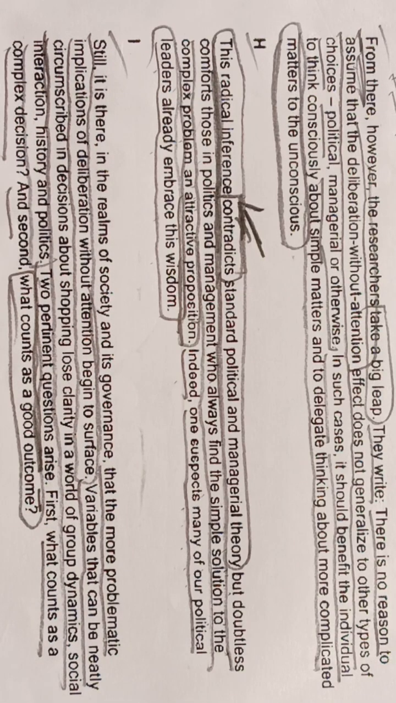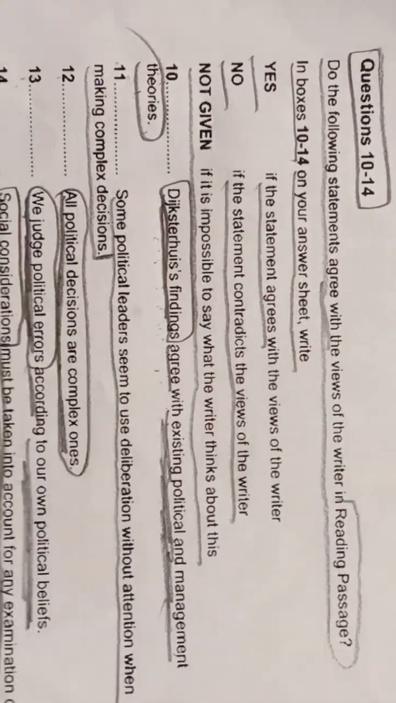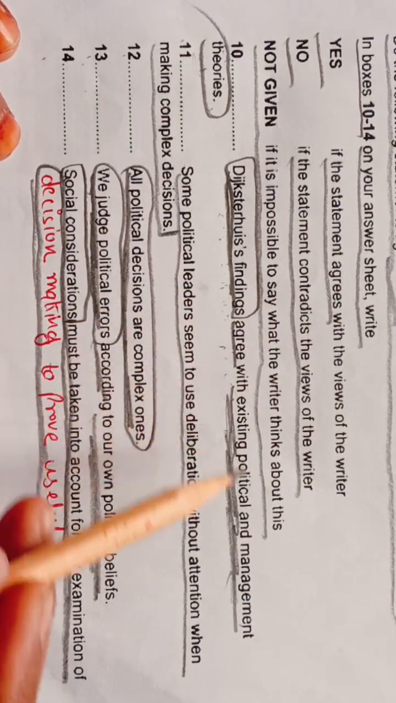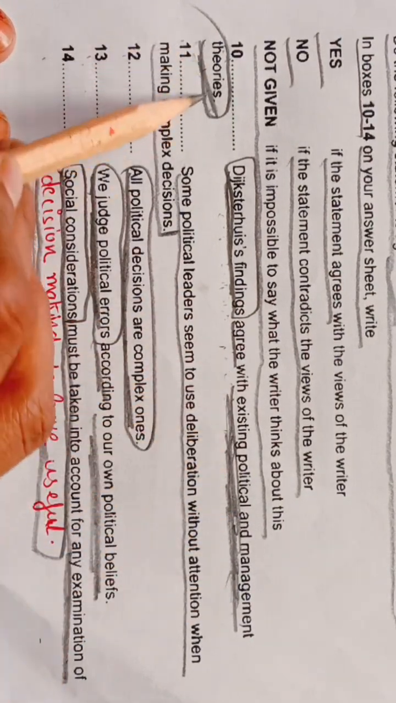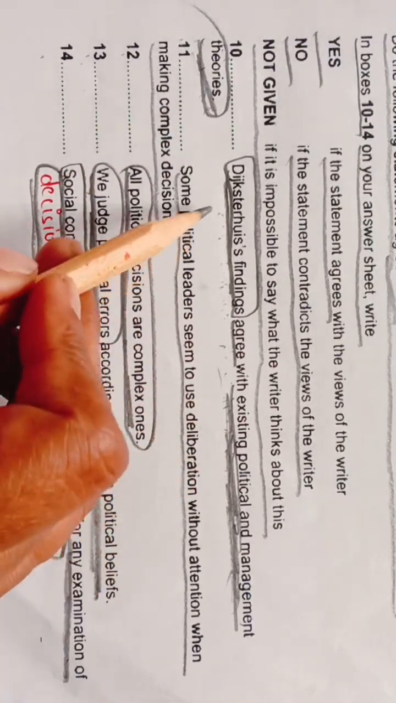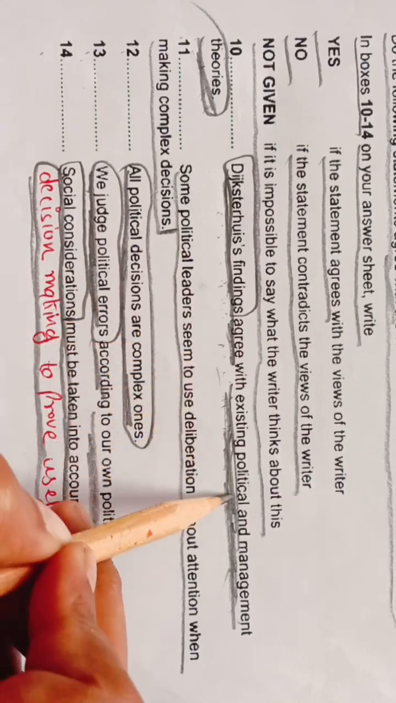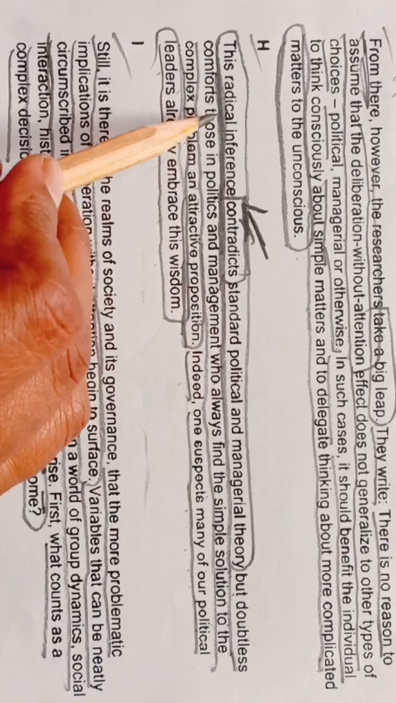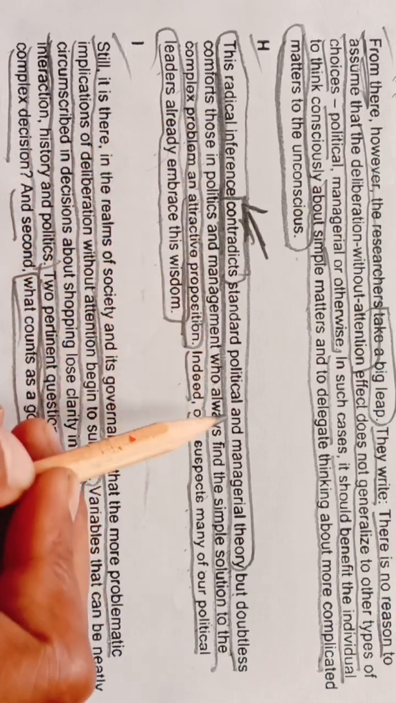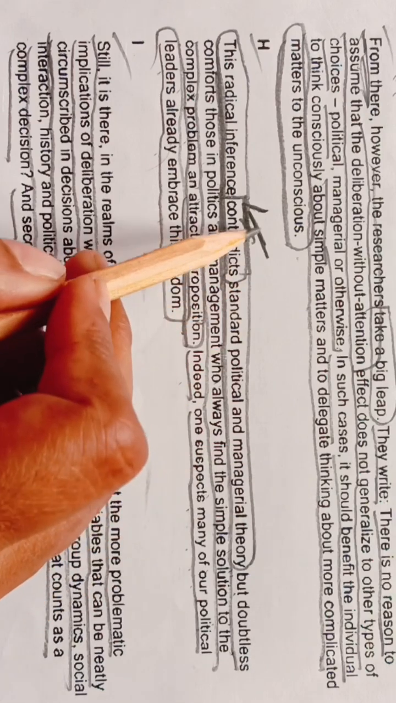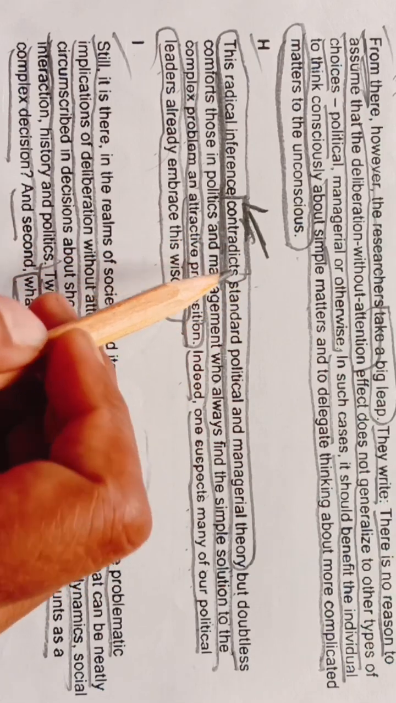So let's see our first question of yes, no, not given. First one: serious finding agrees with the existing political and management theories. We have seen these lines, and what they are saying here. The finding agrees with the existing political and management theories, and here this radical inference contradicts standard political and management theory. So both the statements are contradicting with each other.